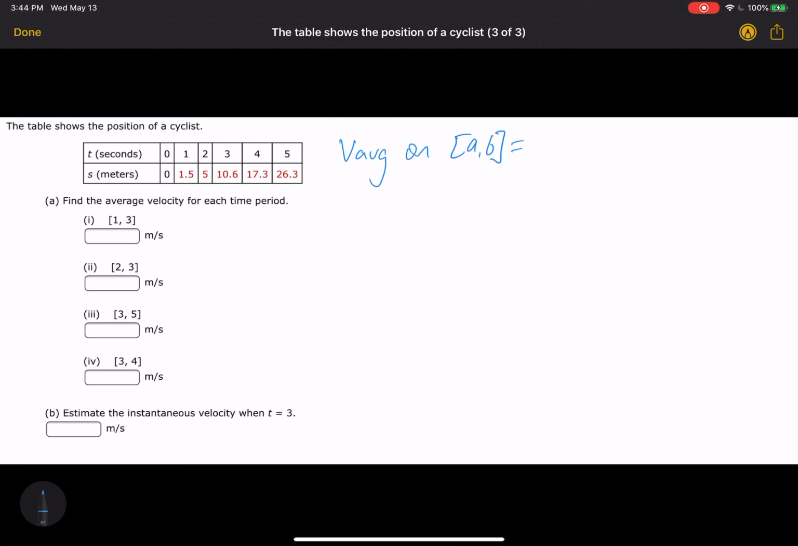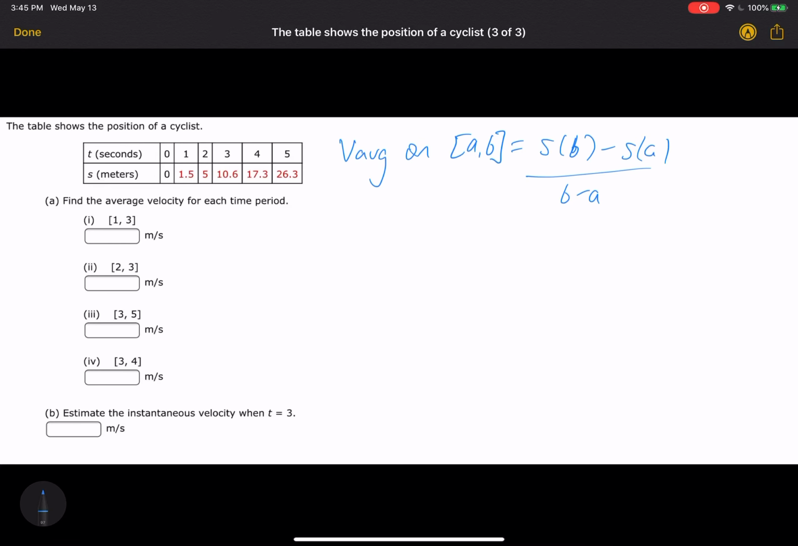But this will be equal to our S of b minus our S of a, over b minus a. Where these values right here will be our S of b or S of a or whatever we need them to be.